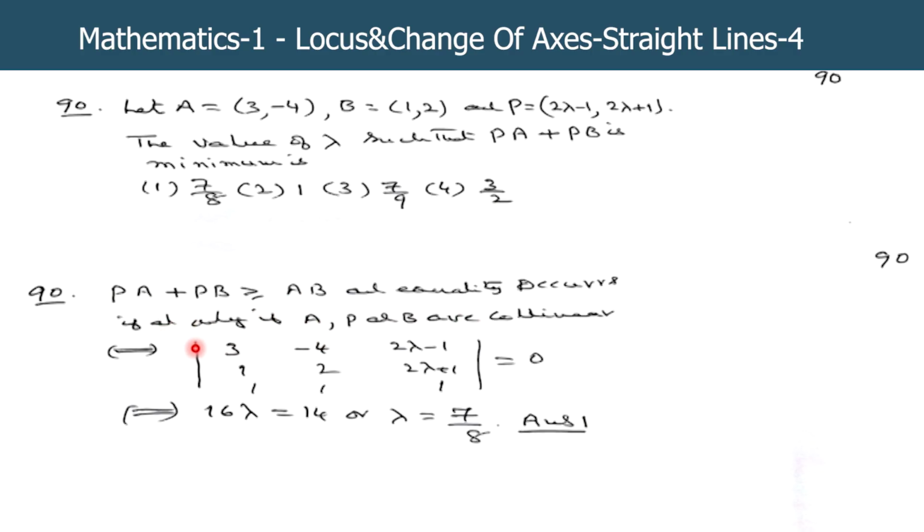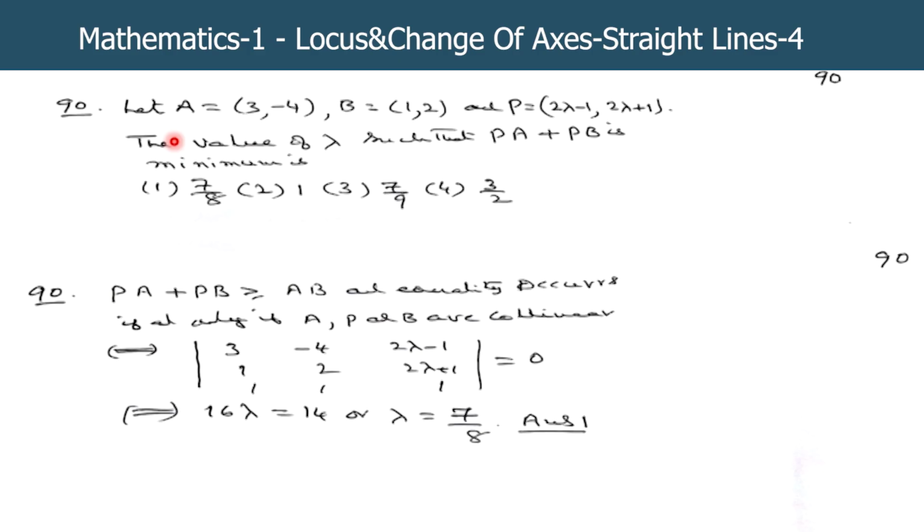So the condition for A, P, B to be collinear is that the determinant with rows (3, -4, 1), (2 lambda - 1, 2 lambda + 1, 1), (1, 2, 1) is equal to 0, which gives 16 lambda = 14. So lambda is equal to 7/8. So the correct option is 1.